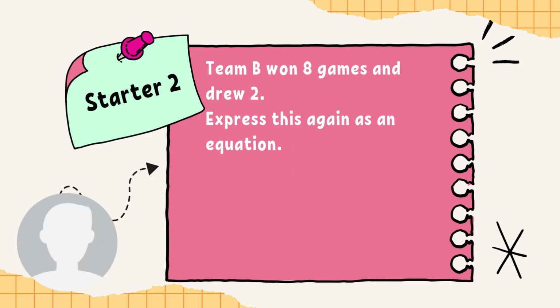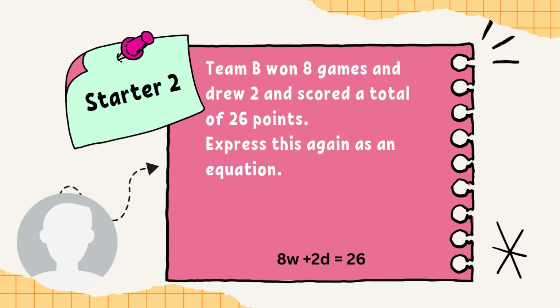Now let's do another starter question, question 2. Still the same question, but a different team. Team B won 8 games and drew 2. Express this again as an equation. So if you express it again in terms of W and D, then you can write down 8W plus 2D equals 26.